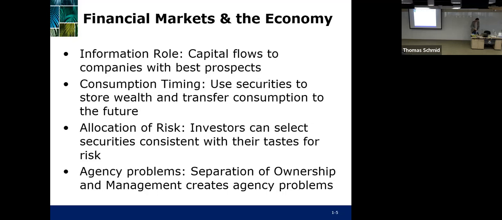So when we talk about financial investing, financial markets, remember, this is a very general, top-level overview introduction, okay? So when we talk about financial markets, let's also think a little bit about how financial markets affect the economy.